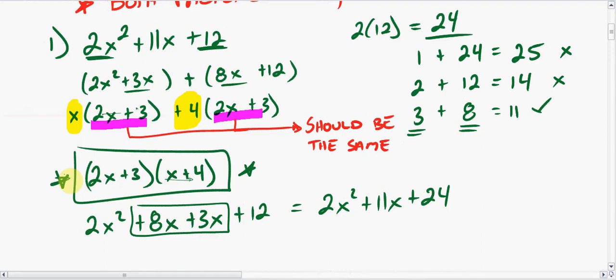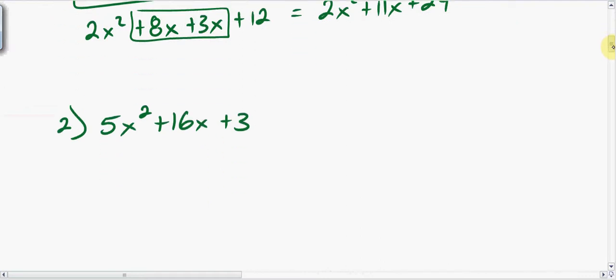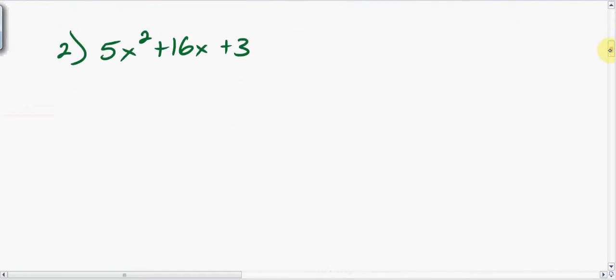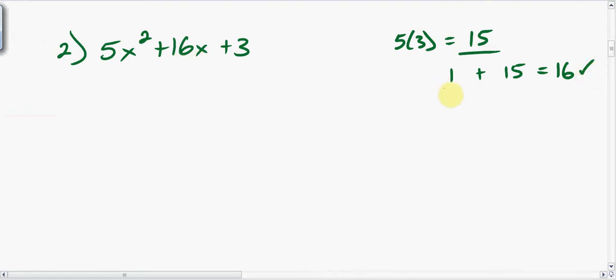Alright, so let's go ahead and look at a second one of these. We've got 5x squared plus 16x plus 3. So I want to find the factors of 5 times 3, or 15, that add up to 16. So start with 1. 1 goes into 15 15 times. 1 plus 15, hey look, that's 16. Got it on the first go this time. So we're going to use the factors 1 and 15.